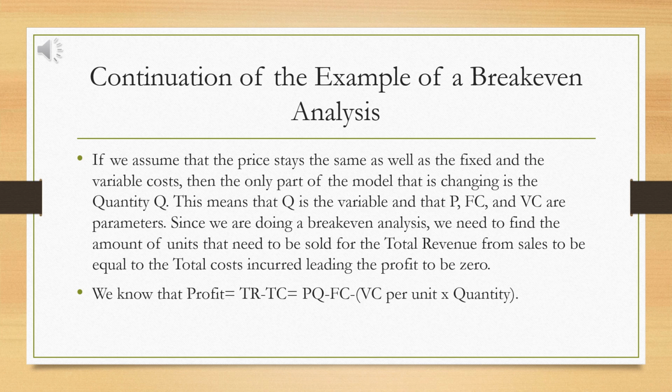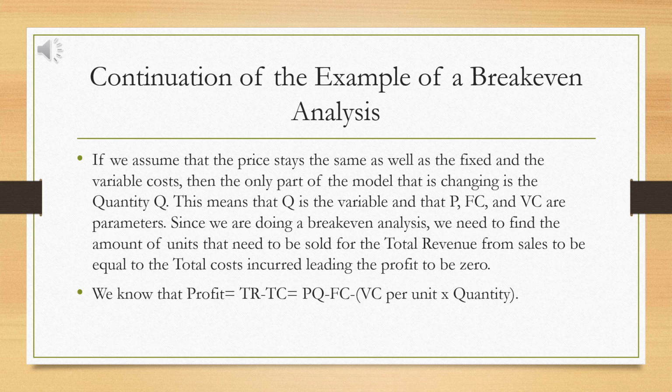If we assume that the price stays the same as well as the fixed and the variable costs, then the only part of the model that is changing is the quantity Q. This means that Q is the variable and that price, fixed costs, and variable costs are parameters. Since we're doing a break-even analysis, we need to find the amount of units that need to be sold for the total revenue from sales to be equal to the total costs incurred, leading the profit to be zero.